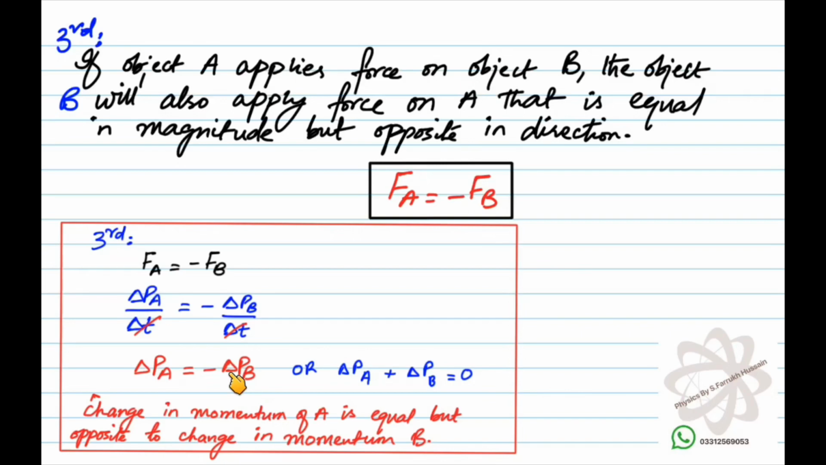Now if I put −ΔPb on the left-hand side, the equation becomes ΔPa + ΔPb = 0, which means the total change in momentum of the system is 0.